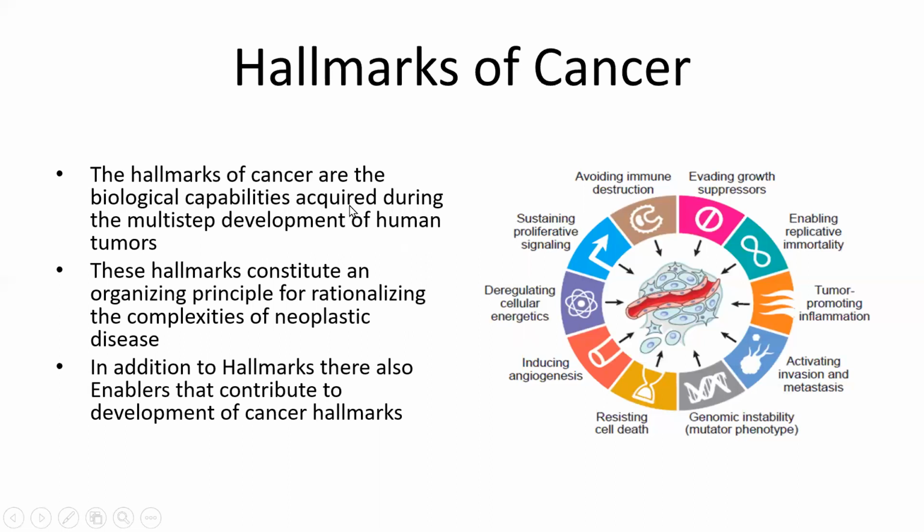Hallmarks of cancer are the biological capabilities acquired during multi-step development of human tumors. These hallmarks constitute an organizing principle for rationalizing the complexities of neoplastic disease. The reason why we designed hallmarks of cancer is that we get a lot of information from tumor genomes. With this huge amount of information, it is very difficult for us to classify them in a proper way. By classifying the genes into different gene classes, we can identify or develop gene therapeutics which will be advantageous for the cancer patient.